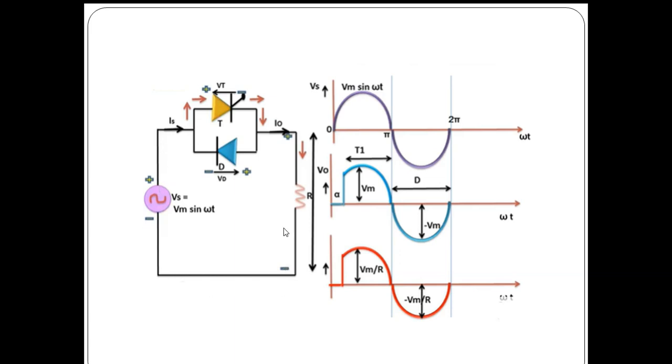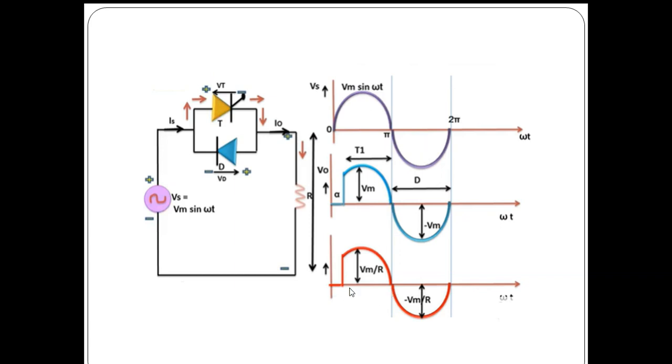Supply positive goes through load resistance R through diode D, and it will go to supply negative terminal during negative half cycle. The supply voltage will appear across the load. So whatever supply voltage is there, that will appear across the load. So this is the output voltage waveform across the load during negative half cycle.